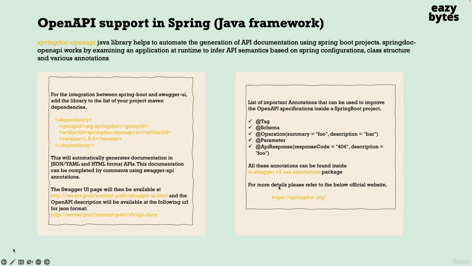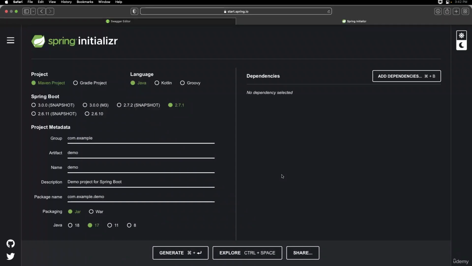So for the same, first I'm going to generate a new Spring Boot project. To generate a new Spring Boot project, I came to the website start.spring.io. Here I'm going to provide a few details so that I can generate a Spring Boot project which I can use to build some REST APIs.